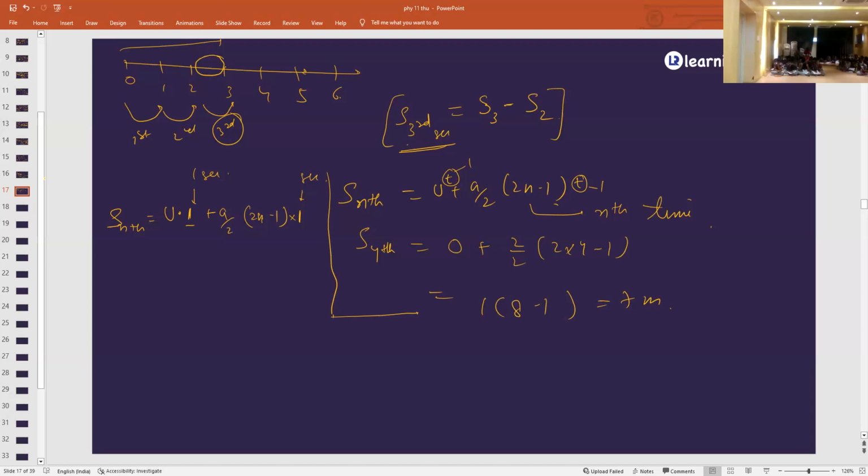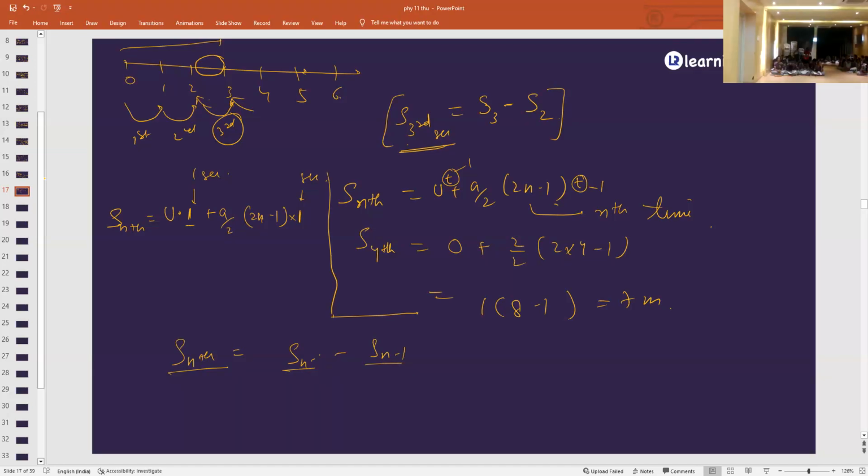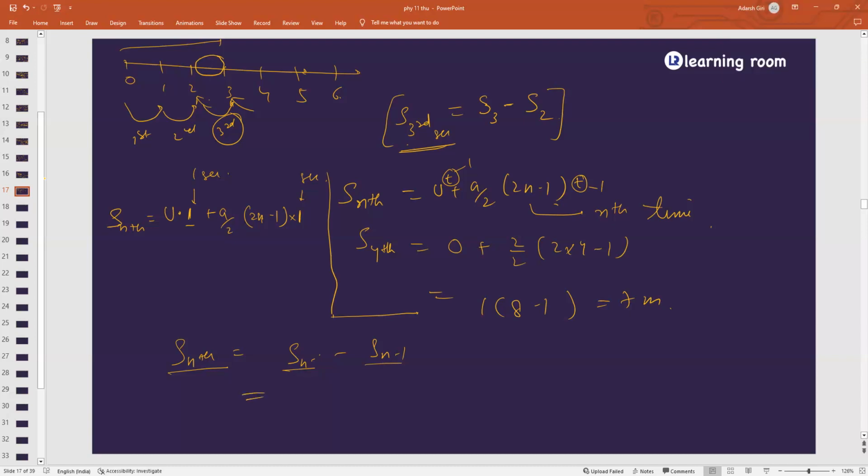How, sir, 1 second? See, how do we calculate this SNth formula? SNth is Sn minus Sn minus 1. If you want to calculate for the fourth or third second, you calculate the total distance traveled for 3 seconds minus total distance traveled for 2 seconds. So similarly, SNth means S till n minus S till n minus 1. Agree? Yes, sir. Understood?